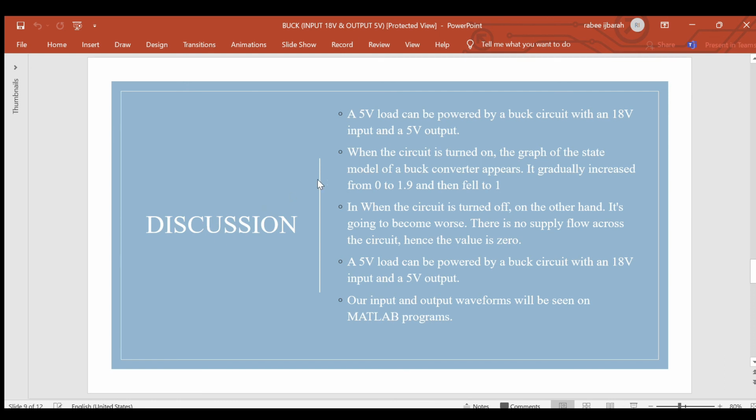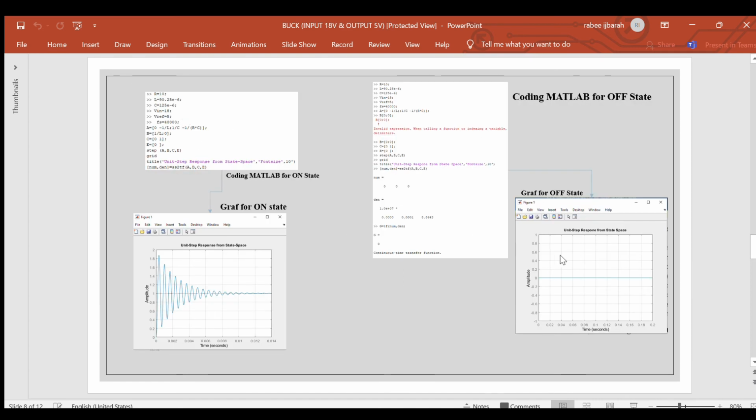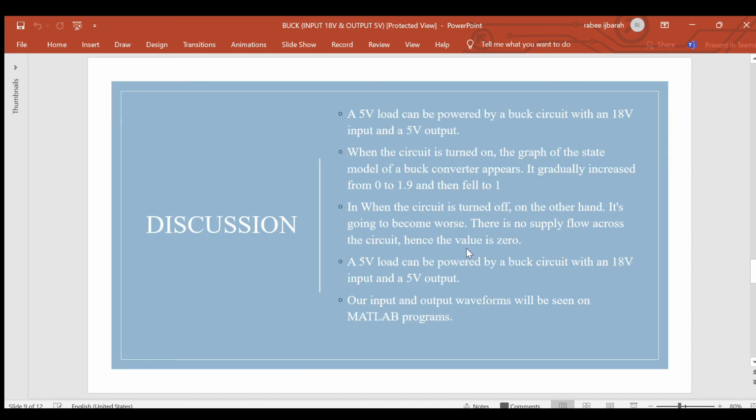But when it's turned off, because there is no supply, it will become 0. You can see this after we put the coding in the MATLAB and see the graph. Of course, we get the coding from the calculation and turn it into coding, and you can see that in the graph above.